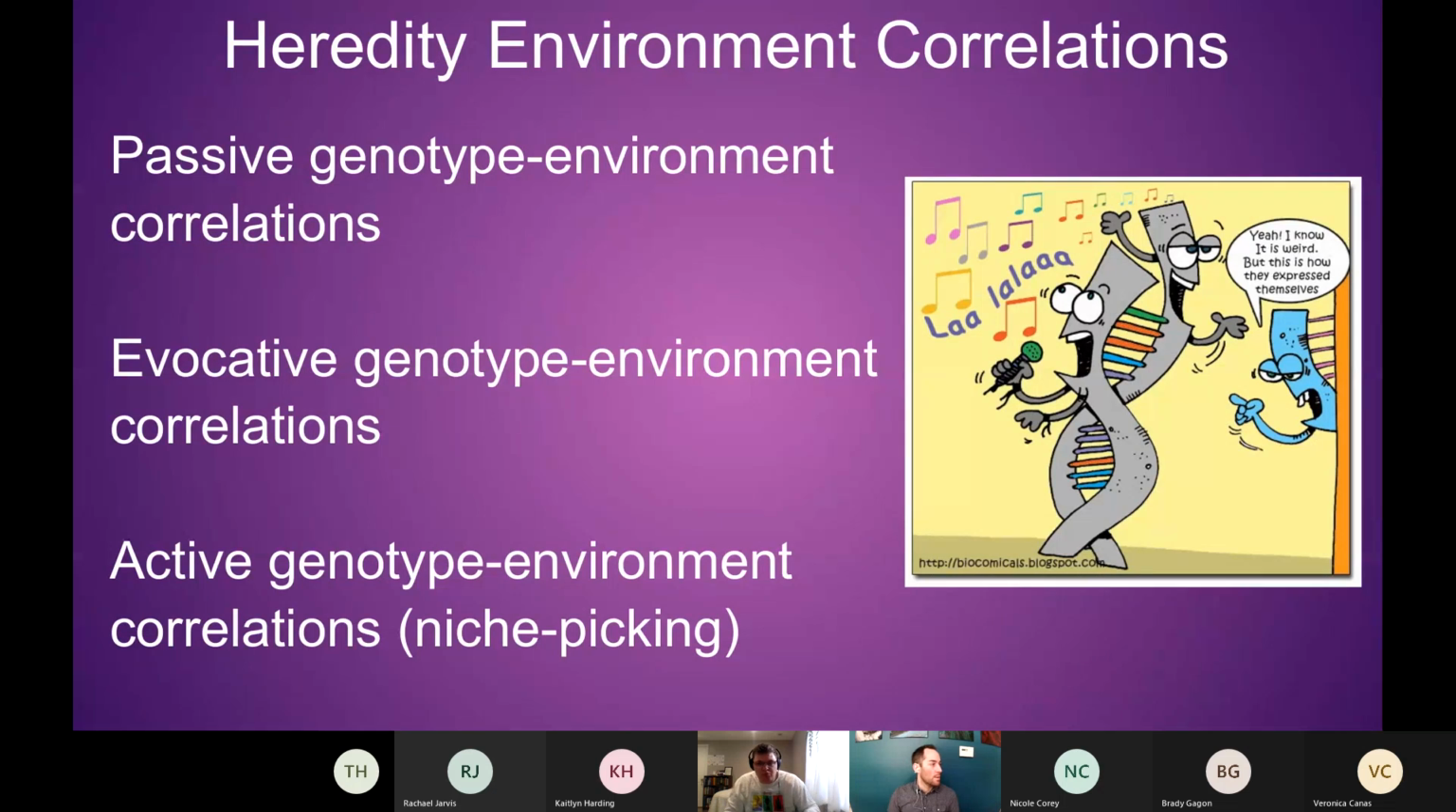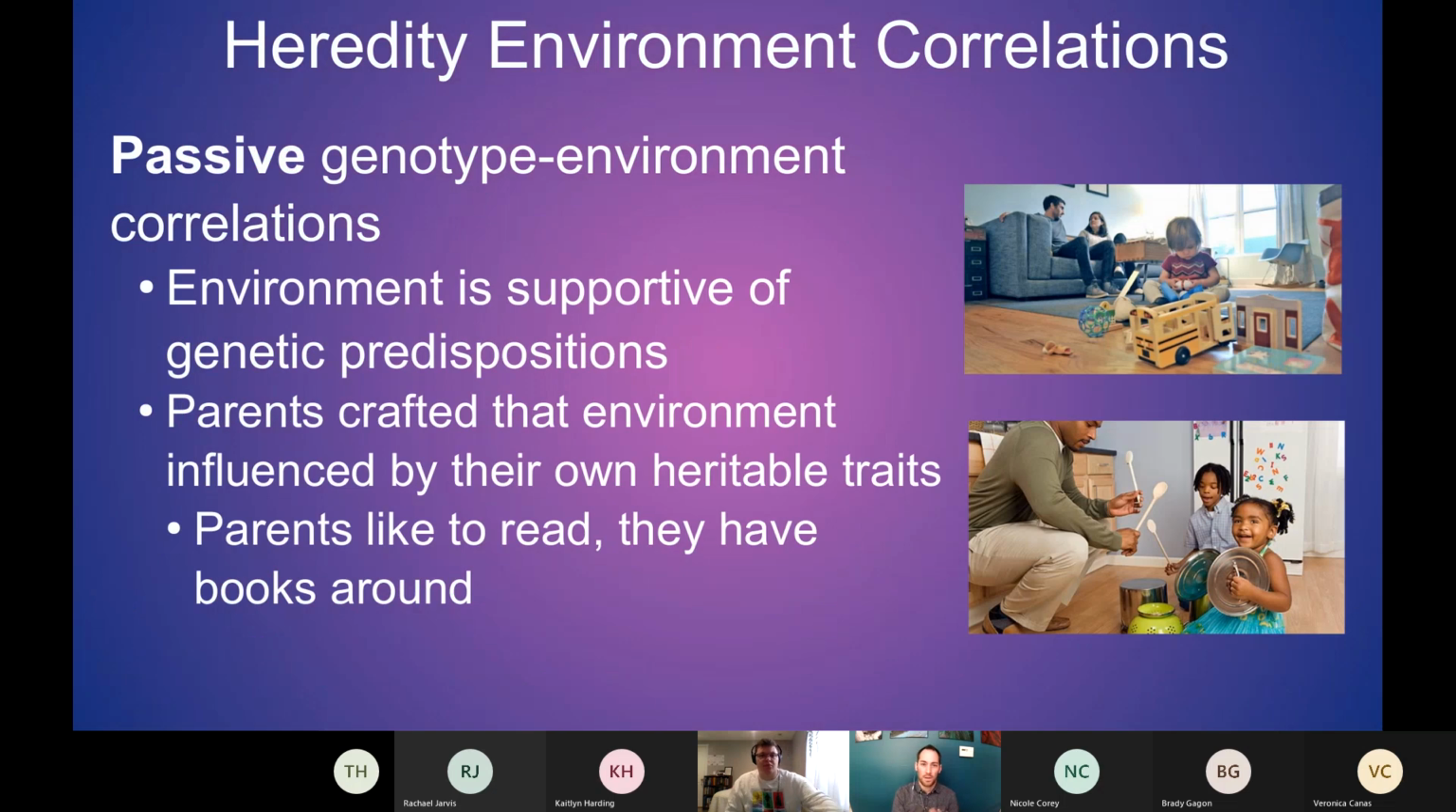All right, so let's talk about how genes and the environment can interact. We'll talk about these right now, and then we'll talk about epigenetics, which I think is one of the most fascinating ways that genes and environment interact. A passive genotype-environment correlation is when, let's use the example of a child, a child is born into an environment that's already supportive of their genetic tendencies. The child isn't doing anything, and the environment is passively supportive of their genetic tendencies.